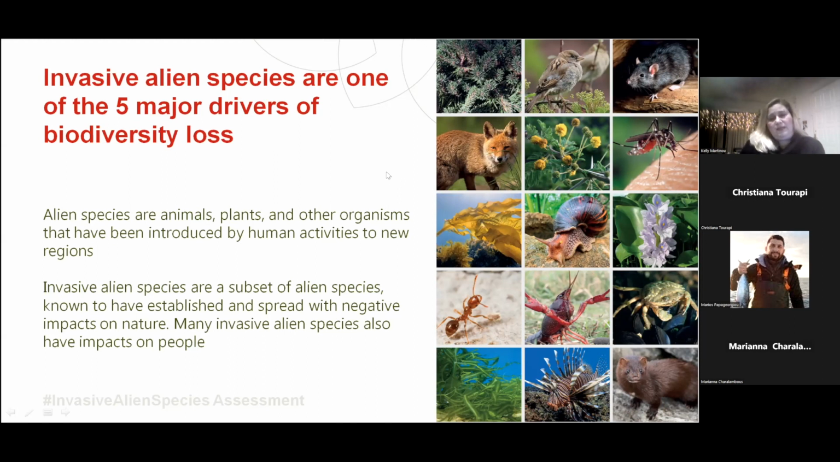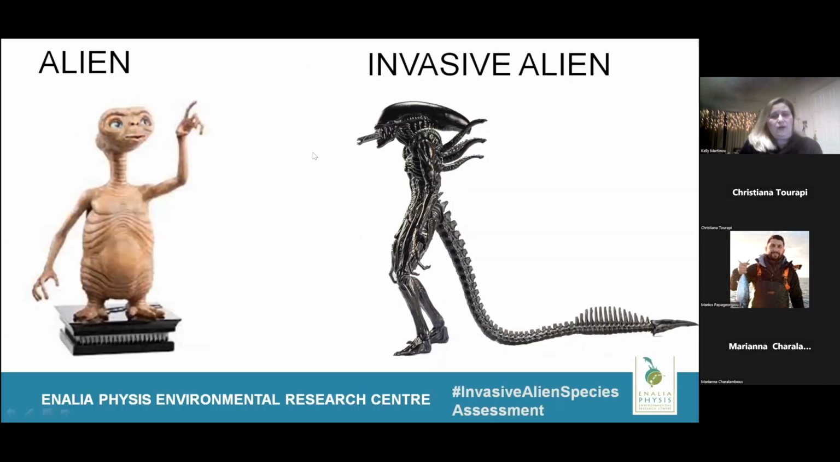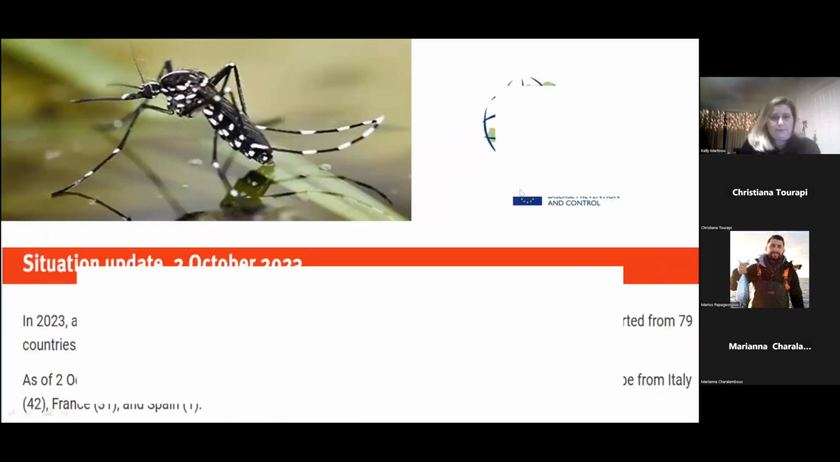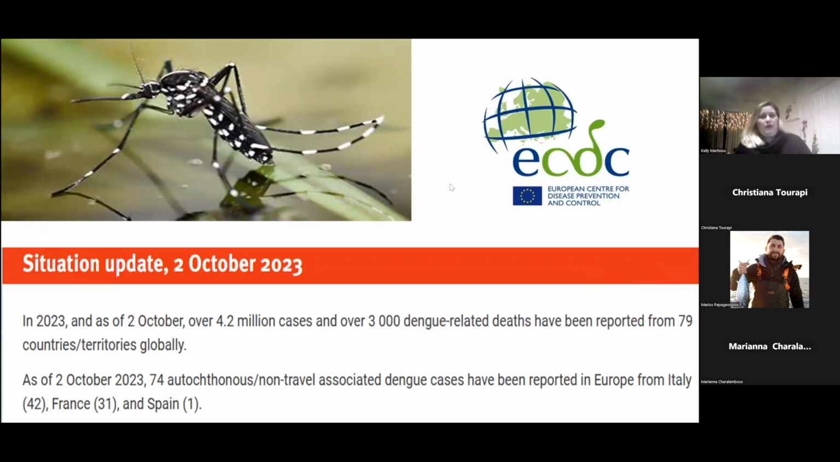Alien species in general are species that are being introduced by people, either intentionally or unintentionally, into new locations, and invasive species are a small fraction of these species. You can think of alien species like ET and an invasive alien species like the little monster from the movies next to you, but you have to always remember that alien species and invasive alien species are introduced by humans.